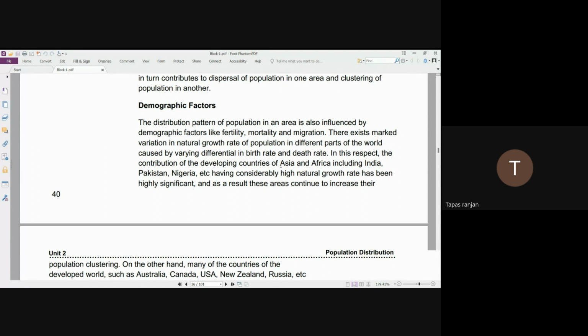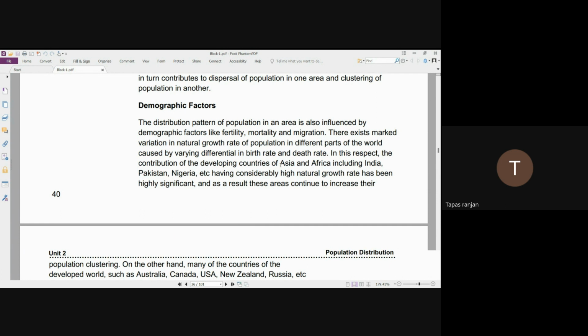Take the case of India and take the case of China. If you look at the natural growth rate of India and of China, those are very high. Because the fertility is very high and the birth rate is very high, the population in India and China is very high. So this is another demographic factor.